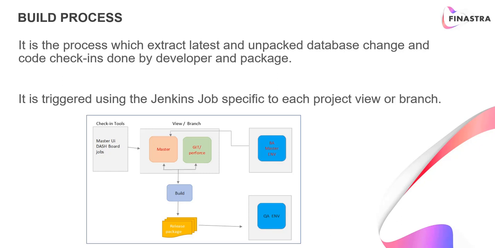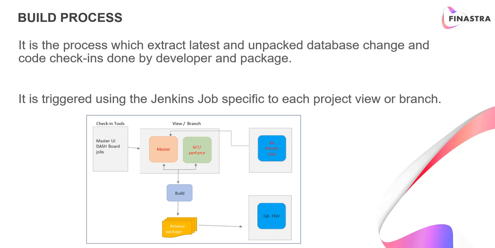The next step is the build. When the build process is triggered, it picks up all the latest changes from the master, or we can call it all the data changes or structural changes from the master, and all the code from the version control tool, Git or Perforce. All these changes are packaged as part of a release package once the build is successful, and that release package QA can use for further installation and testing. So build is a process in which all the required new changes are packaged together for further testing.